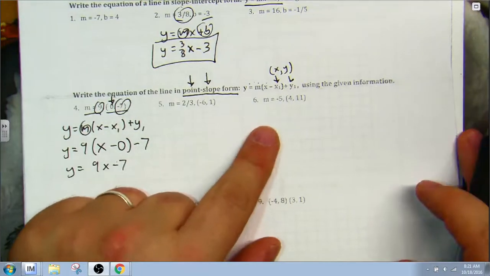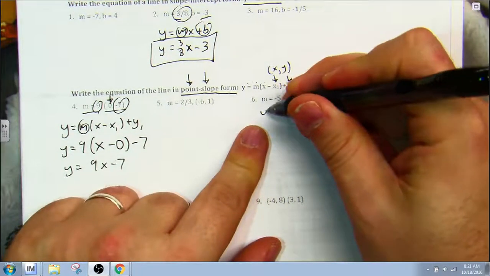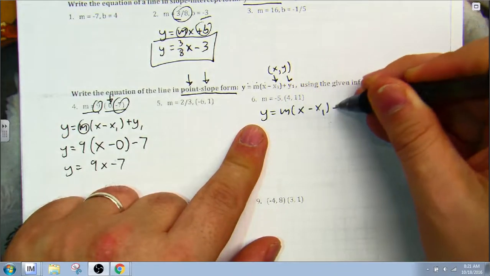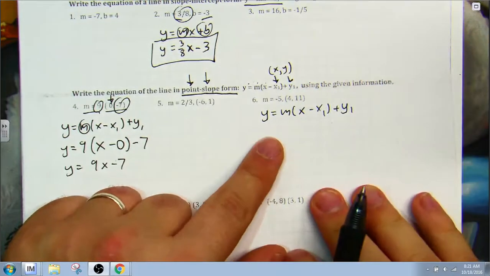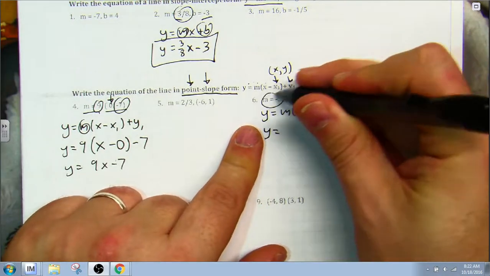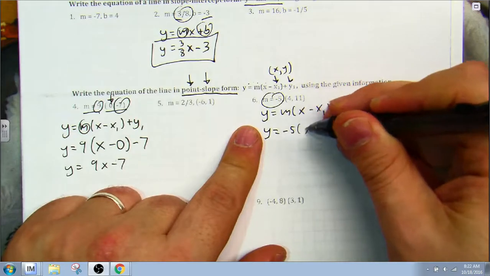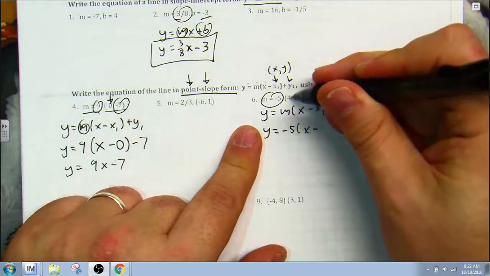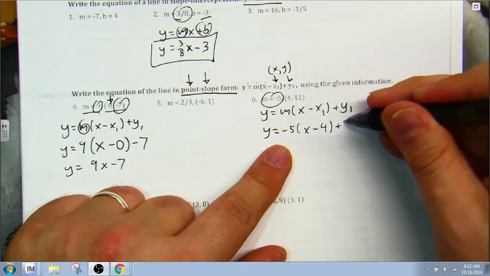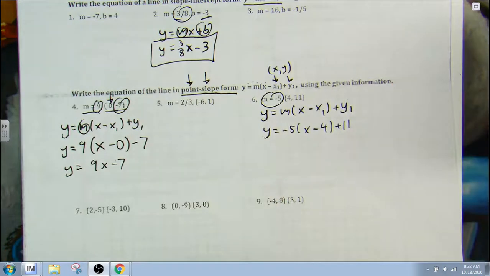I'll jump over to 6. So let's try this again. Y equals m(x minus x1) plus y1. Okay? And so now I'm going to do the same thing. Y equals, instead of m, I'm going to put in negative 5. X minus whatever my x value is, which is 4, plus my y value, which is 11, plus 11. And there we go. I'm done.